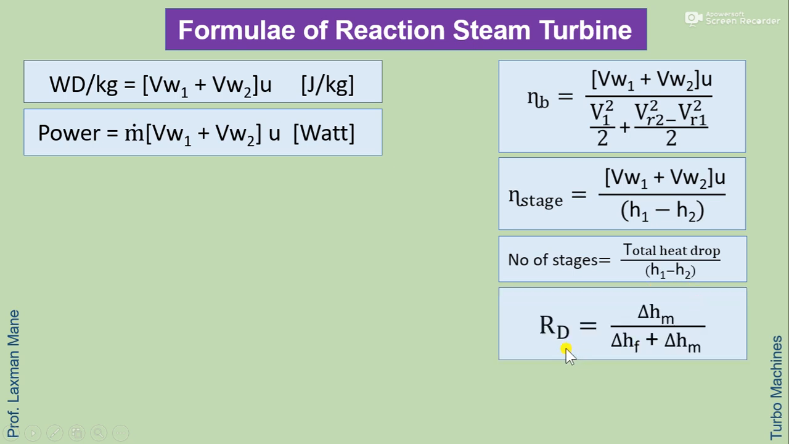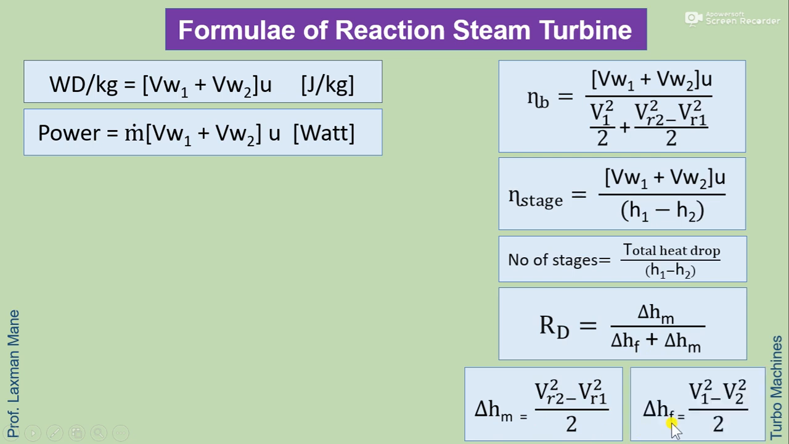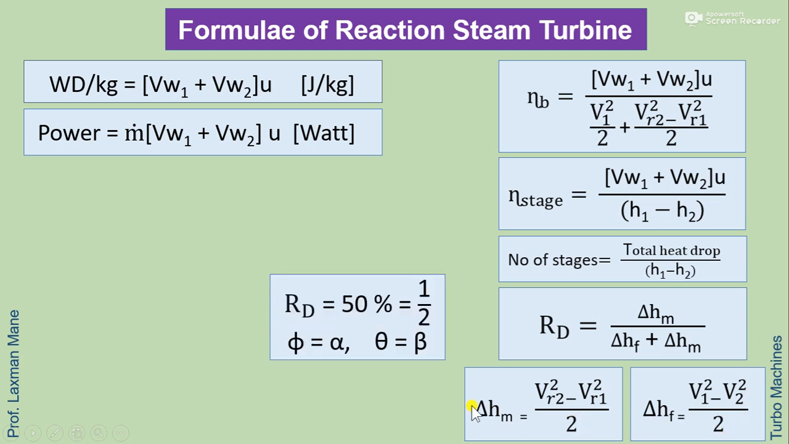Degree of reaction is the ratio of delta Hm divided by delta Hf plus delta Hm. So delta Hm is the enthalpy difference in moving blade and delta Hf is the enthalpy difference in fixed blade. Delta Hm is given by the formula (Vr2 square minus Vr1 square) divided by 2. Delta Hf is equal to (V1 square minus V2 square) divided by 2.